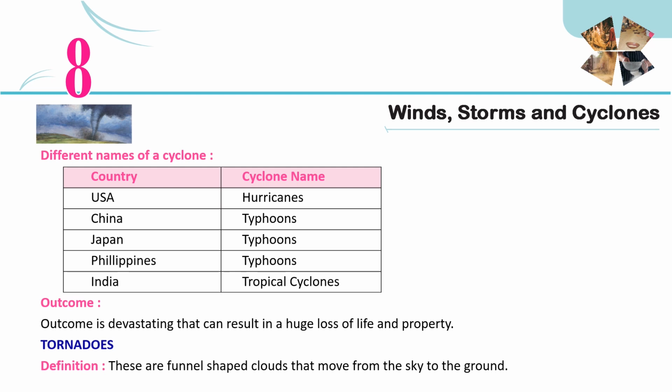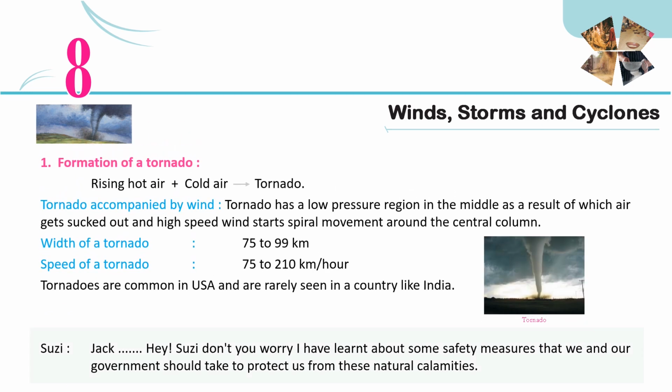Tornadoes. Definition. These are funnel-shaped clouds that move from the sky to the ground. 1. Formation of a tornado. Rising hot air plus cold air. Tornado accompanied by wind. A tornado has a low pressure region in the middle, as a result of which air gets sucked out and high speed wind starts spiral movement around the central column.